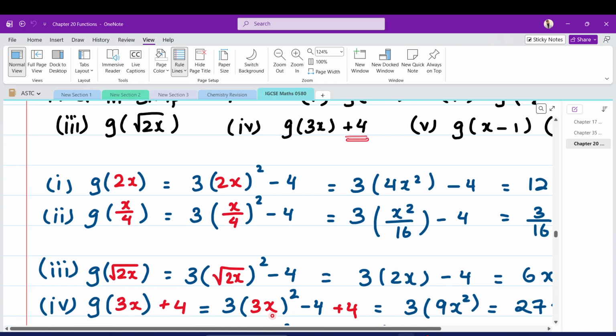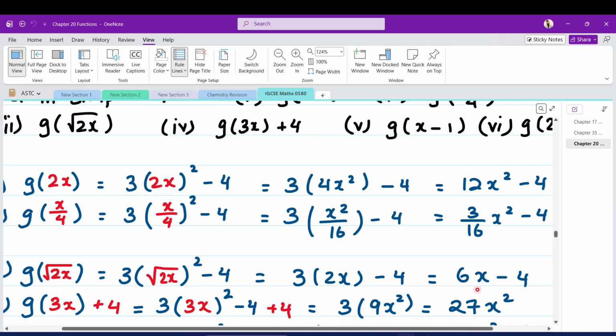So therefore now you simplify. So 3x whole square will be 9x square, being multiplied by 3. This minus 4 and this 4, they cancel each other. 4 minus 4 is 0. So you will be left with 27x square.